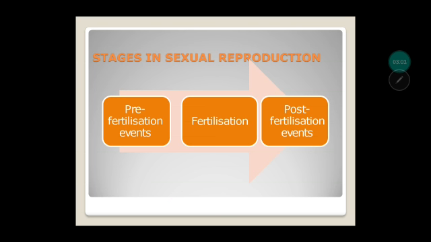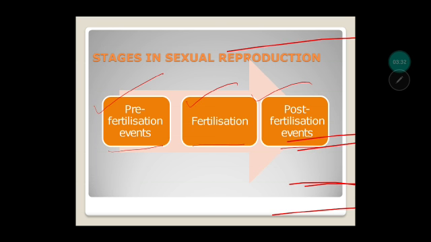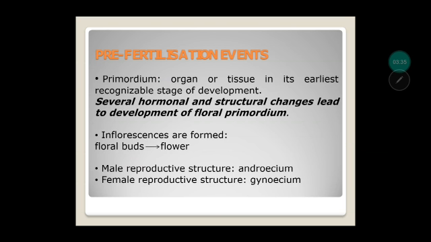So now do you remember that in the previous chapter when we discussed sexual reproduction, there were different stages we talked about. One was pre-fertilization stage, then fertilization, and post-fertilization. Similarly, when we are talking about flowering plants, we'll be dealing with pre-fertilization events, fertilization event, and post-fertilization event. So let us look at pre-fertilization event first. What is happening before the fusion of male and female gamete?